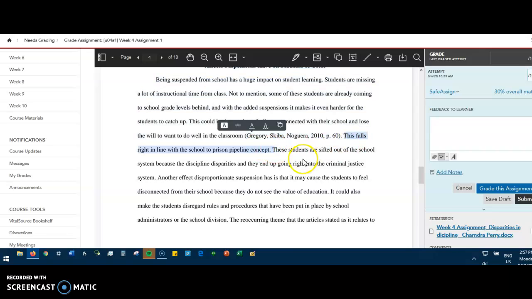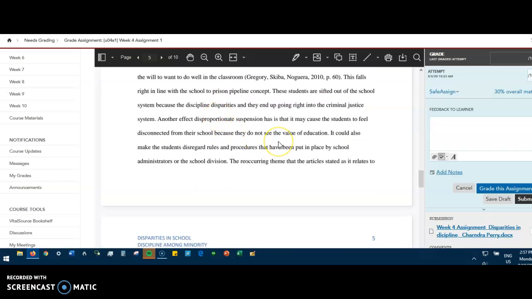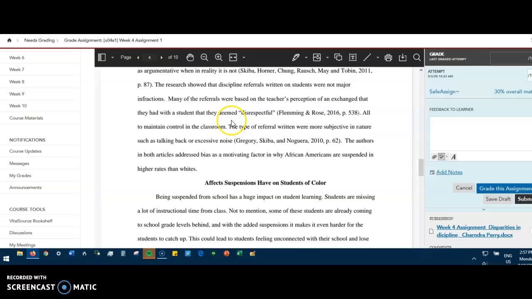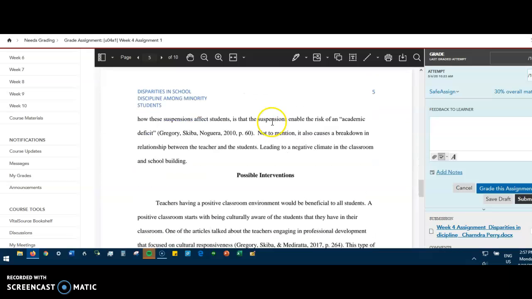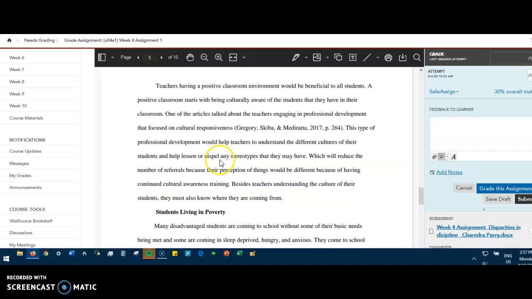This falls right on the school to prison pipeline. Now, the school to prison pipeline is an important concept, but is that going to be your focus? If it is, then define exactly what you mean by school to prison, because it's a misunderstood term and used in many different ways. So if you need to get into this, make sure you do the same type of definition of this that you did above with implicit bias. The recurring theme in the articles, and there you go, you can kind of clean that up a bit. The closest breakdown. This type of professional development.